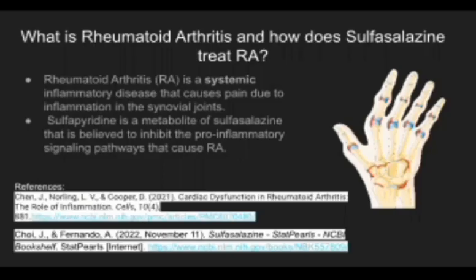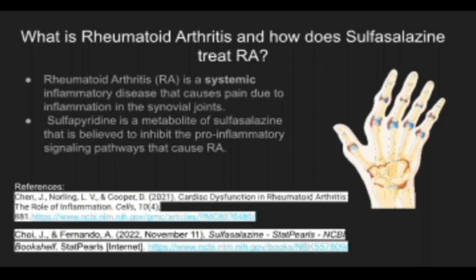For my presentation, I chose rheumatoid arthritis and the medication sulfasalazine. Rheumatoid arthritis, or RA, is a systemic inflammatory disease that causes pain due to inflammation of the synovial joints. Sulfapyridine is a metabolite of sulfasalazine that is believed to inhibit the pro-inflammatory signaling pathways that cause RA.